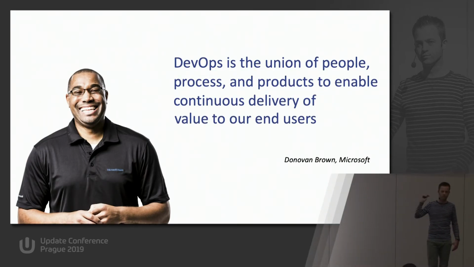All right, so all we had been doing so far was about bringing the value we have to our end users and doing that in a quick and sustainable way. And I was really proud at that moment that we were able to do that. So the definition for DevOps I always like to use is this one of Donovan Brown. He says DevOps is the union of people, process, and products to enable continuous delivery of value to our end users. So the last bit there is pretty important.